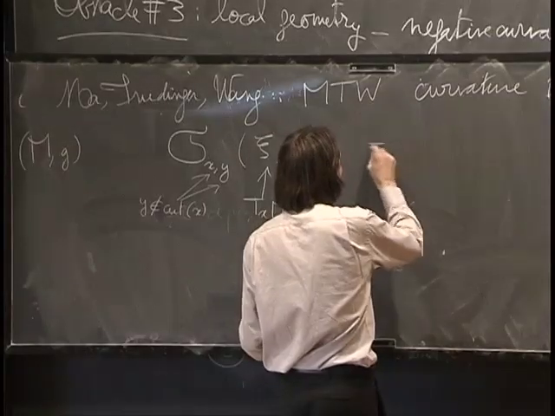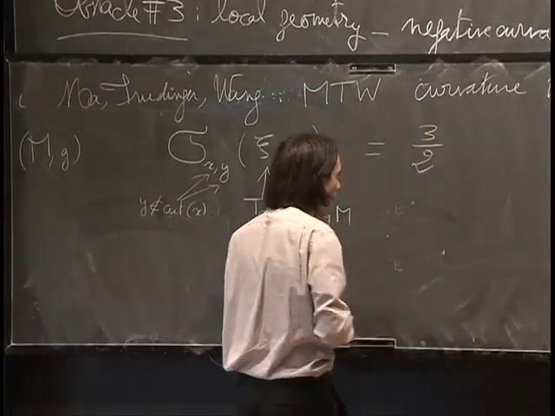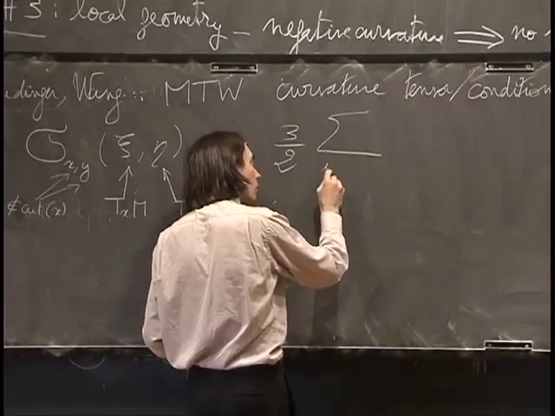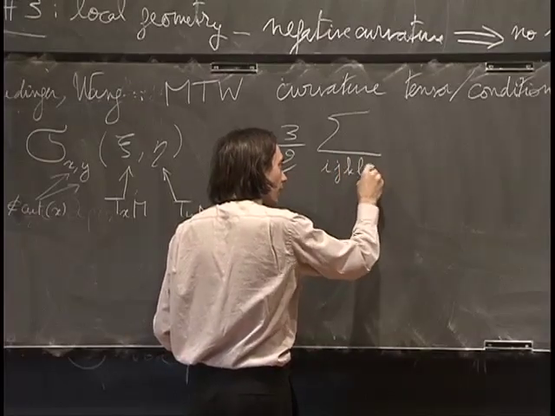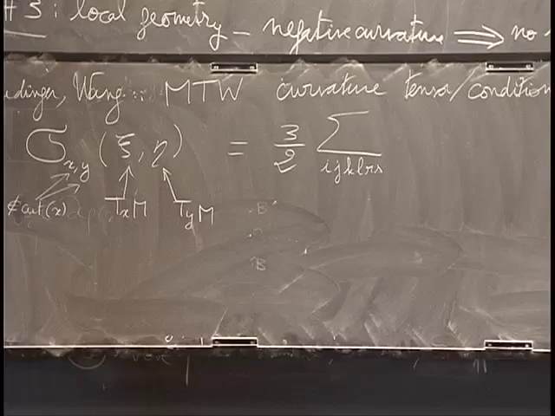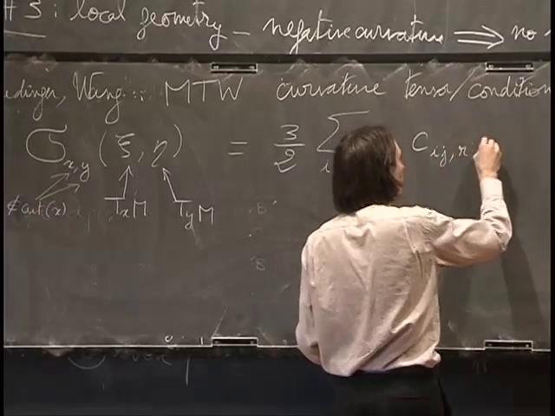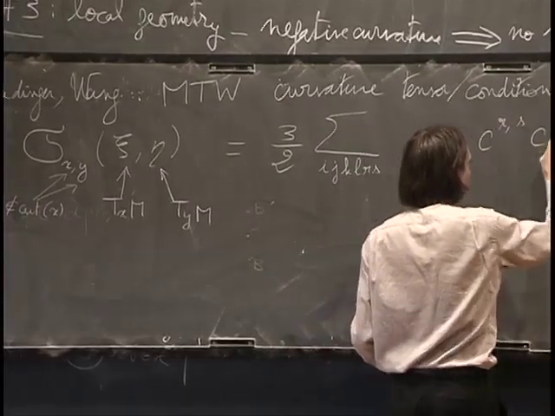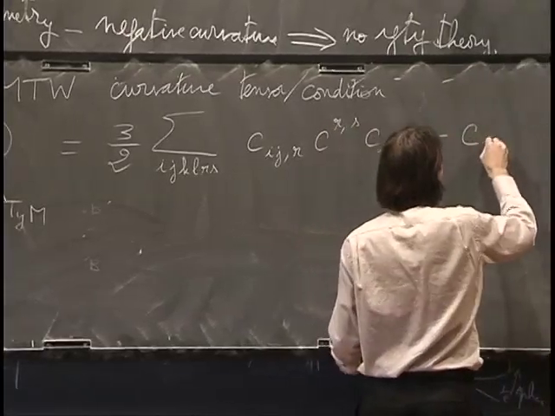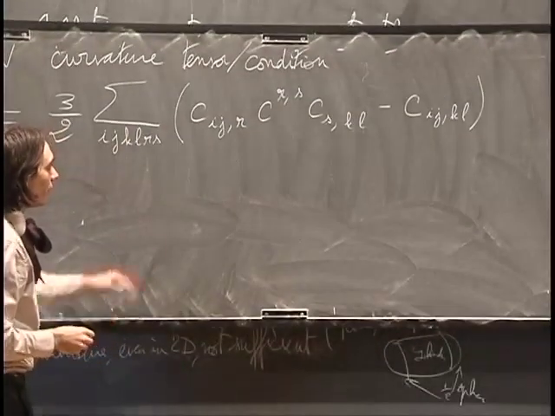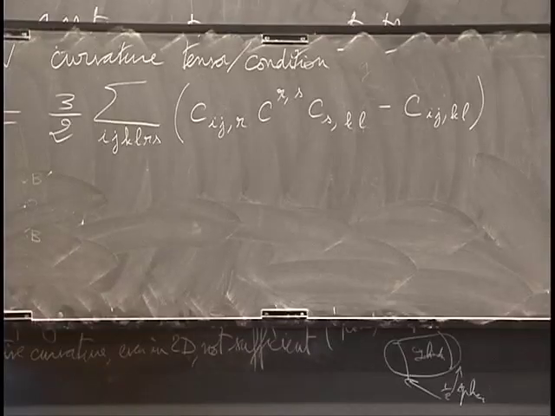Okay? And here is a formula. 3/2 of a sum. So this sum has six indices, all ranging from 1 to n, which is the dimension of the manifold. And here, I put c_{ij,r} c^{rs} c_{s,kl} minus c_{ij,kl}, where these are partial derivatives of the square distance.